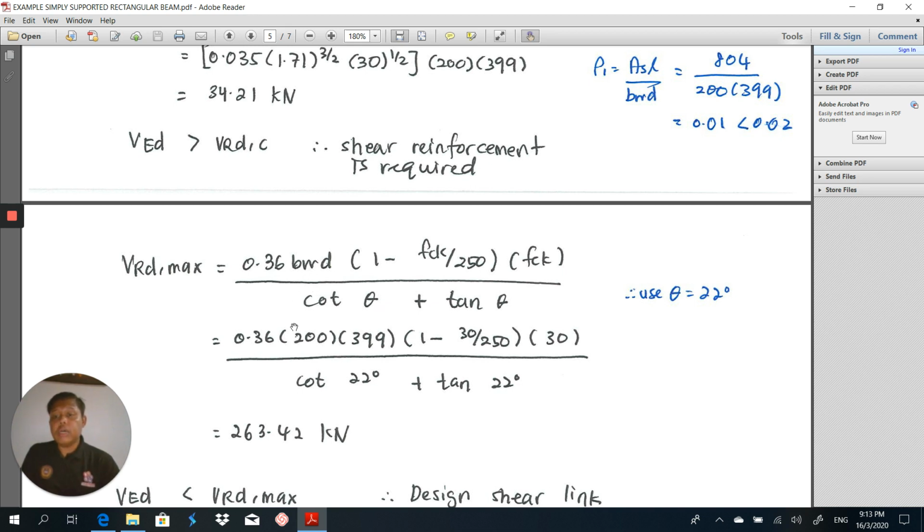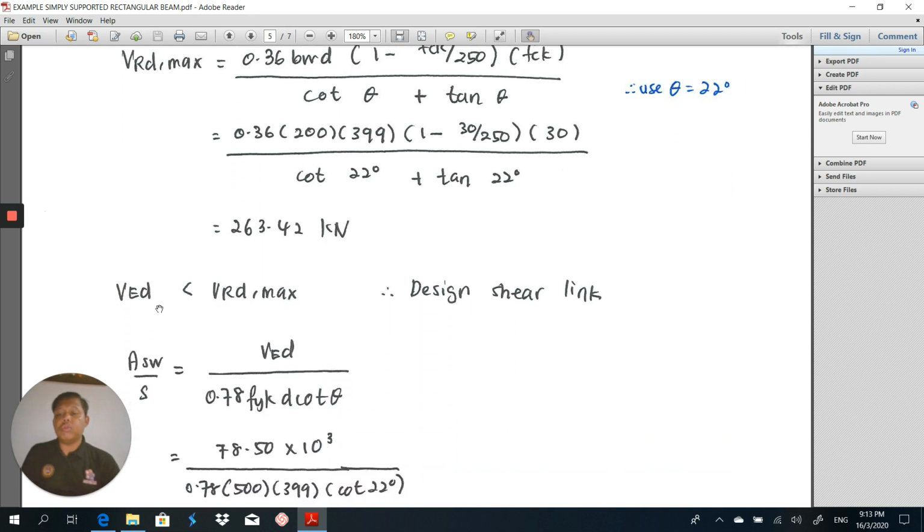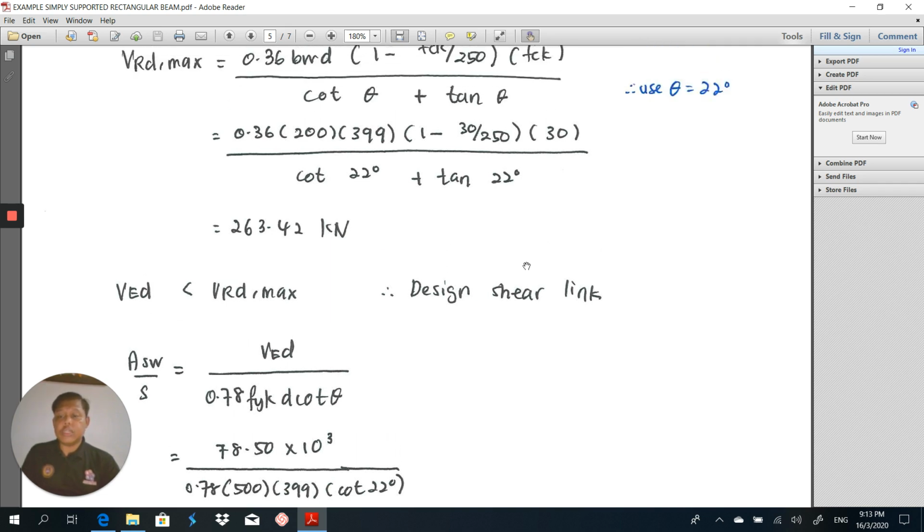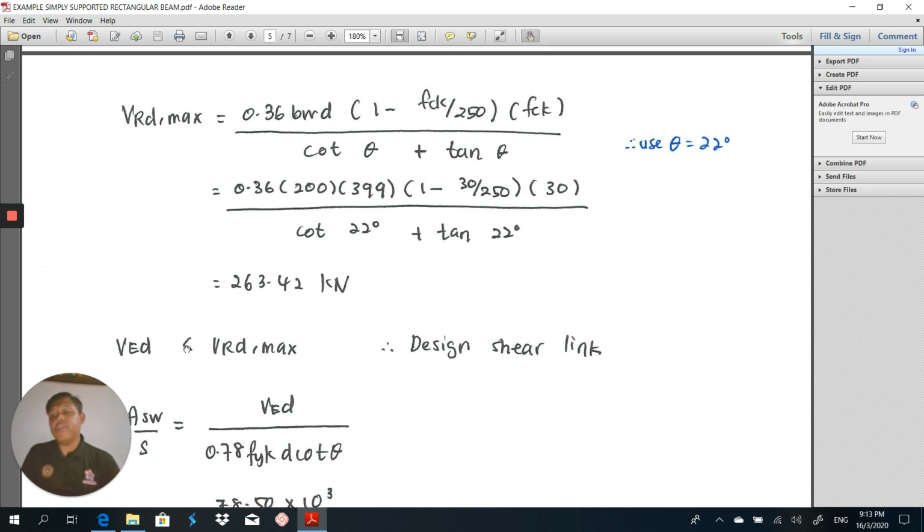For the first one here, to calculate the VRD max, we have to use theta equal to 22 degree. So we get the answer 263.42 kilonewton. Then we compare VED with VRD max, we get less. Therefore, we design shearing. So what happened if we get the VED is more than VRD max? We have to use this formula and change the theta here to 45 degree.